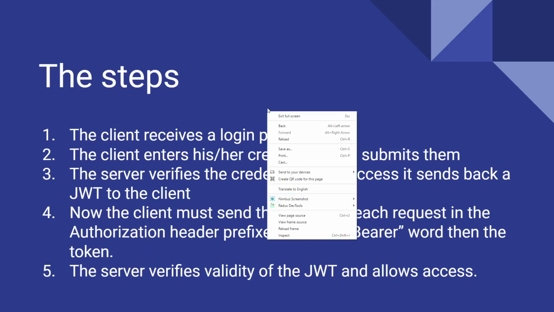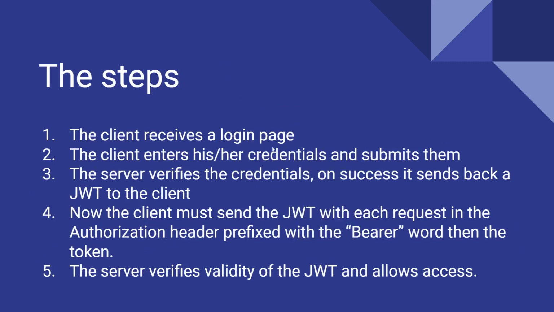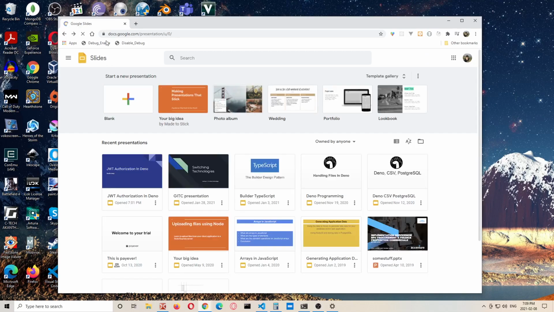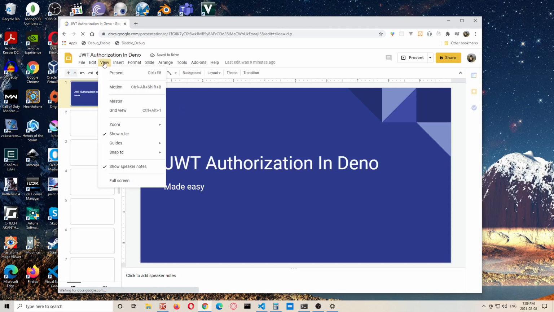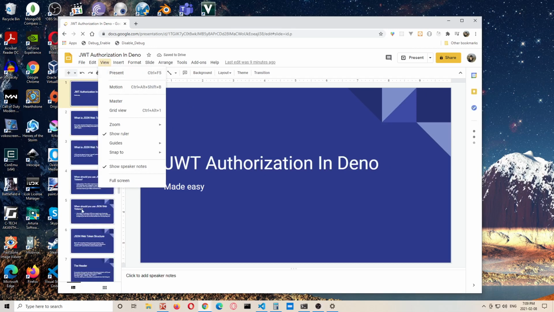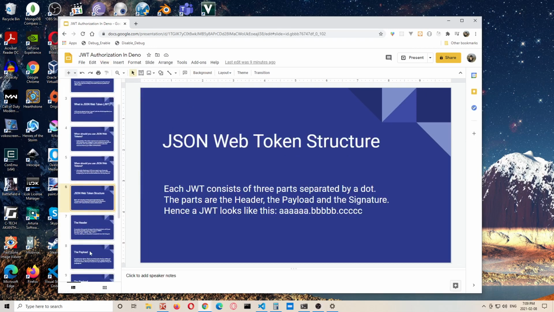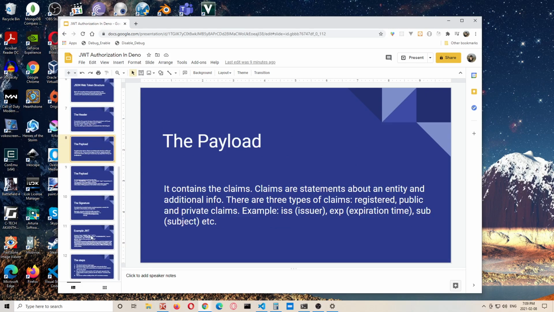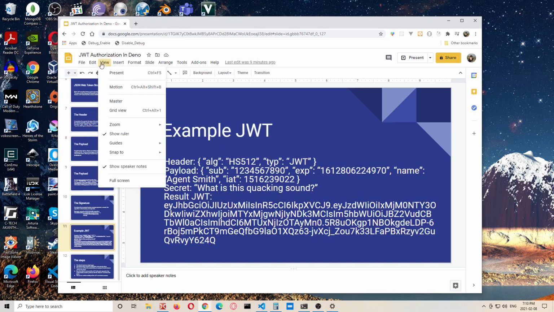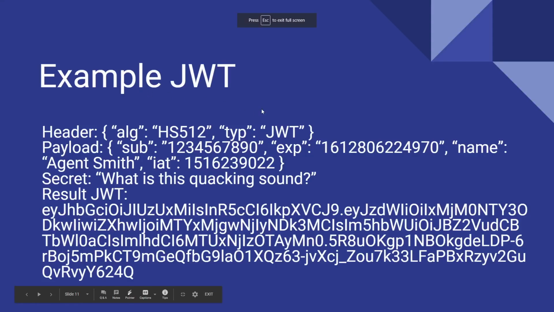So let me go back. Yeah, so, whoops, not this. So let's go header, payload. Yeah. So this is how a JSON Web Token looks.